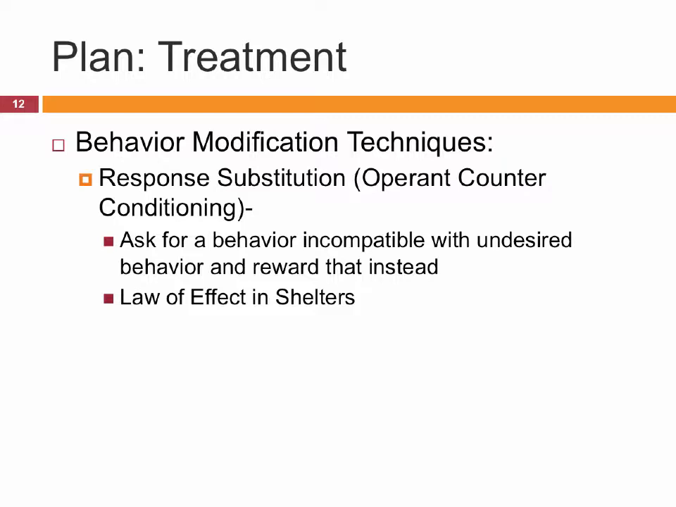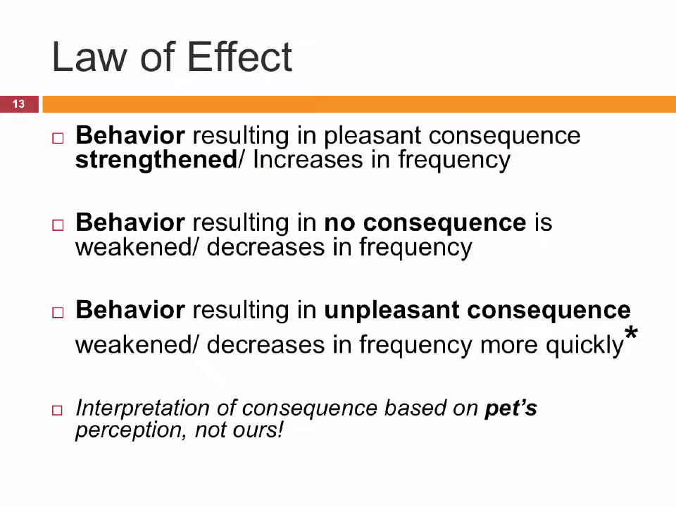We have to remember the law of effect in shelters. Remember, pets are always learning whether we intend them to be or not. The law of effect states that a behavior that has a pleasant consequence is going to be strengthened. It's going to repeat itself. A behavior that has no consequence, it's neutral, is going to be decreased in frequency, as well as one that has an unpleasant consequence. So my question to you is, if we can reduce the frequency of a behavior by ignoring it, or it having no consequence, by setting up the environment around the pet, do we necessarily always have to go to the aversive consequence? Many, many, many times we do not.